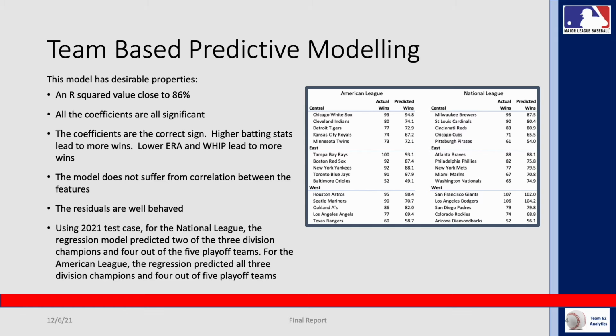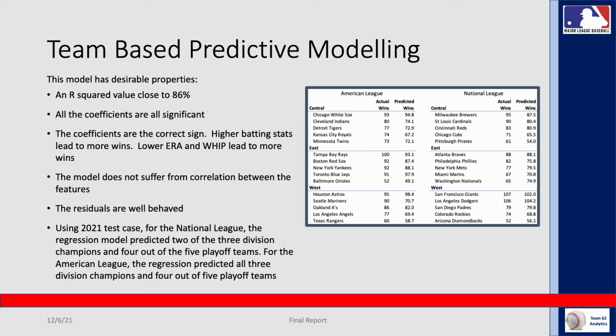Well, the model actually has some great properties. It's got an R squared on our test set, and I should have mentioned that our test set was 70% of the teams from 1995 through 2021. We did hold out 2020 because of the COVID situation, since a full season wasn't played. And we also held out 2021 as a special test case, which I'll talk about in a second. So again, on that test set, we saw an R squared close to 86%, which was great.